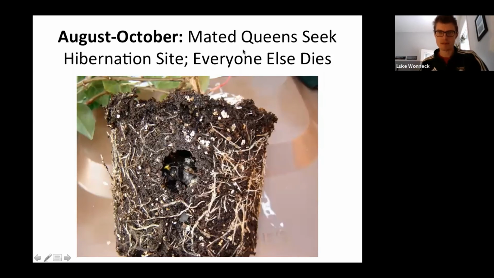Then in August and September, the mated queen seeks a hibernation site. She'll be slurping up nectar and pollen throughout the fall, and then just before it gets cold, she'll maybe dig into the ground a bit or under some leaf litter or something like that, and stay there over winter. And she manages to survive, which is crazy. Everybody else will die: the old queen, the workers, and the male bumblebees. They only live for a very short amount of time. That new queen will wake up in the springtime again around this time, and then make a new nest, and the cycle continues.